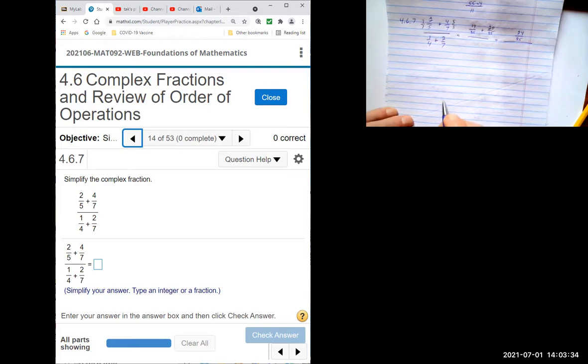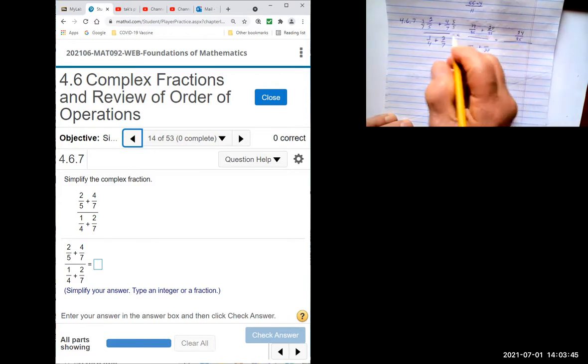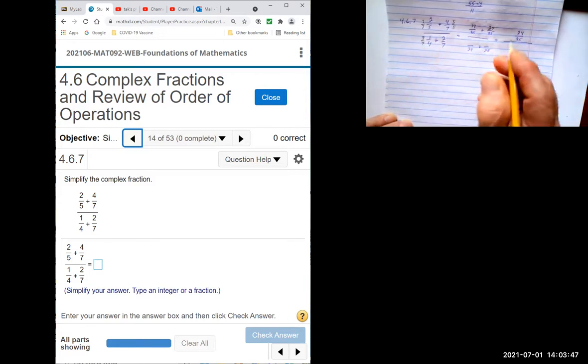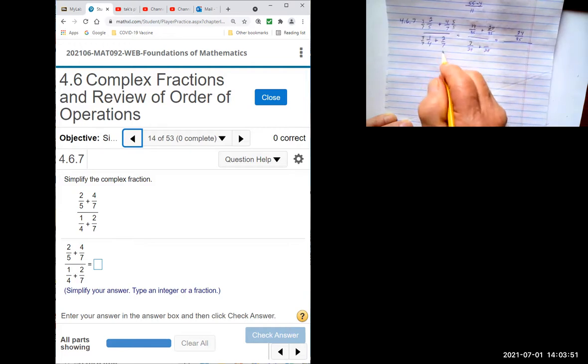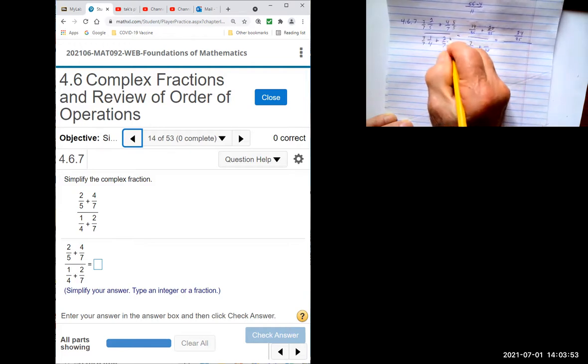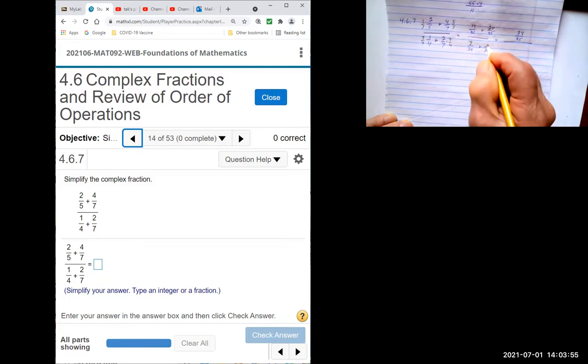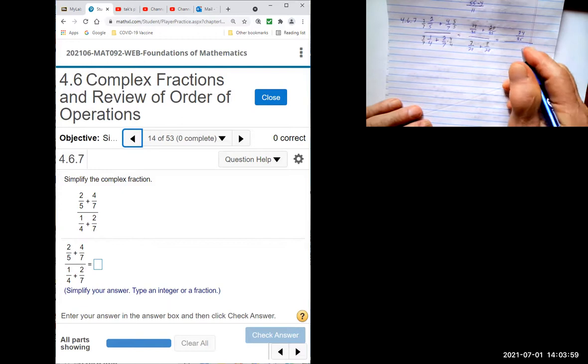We're going to do a similar thing in the denominator. The common denominator in the denominator is 28. Changing fourths into 28ths, we must be multiplying by 7 over 7. So the modified numerator is 7. To change sevenths into 28ths, we're multiplying by 4 over 4. The modified numerator is 8, giving us a result in the denominator of 15 28ths.